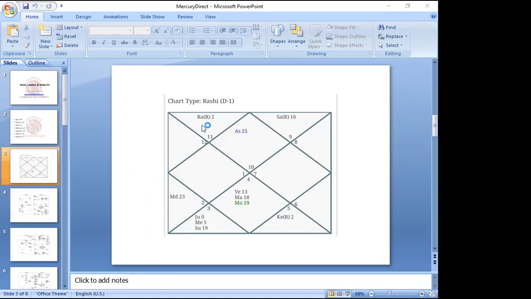Yeah. So this Sagittarius becomes the INDU Lagna.